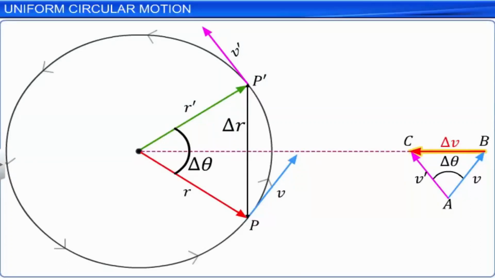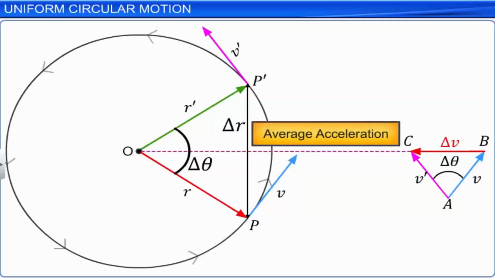v and r, as well as v' and r' are perpendicular to each other, as v and v' are tangential to the circle, and r and r' are the radii of the circle. Therefore, delta v is perpendicular to delta r. If we place delta v along the line which bisects the angle between r and r', the arrow of delta v points towards the center of the circle O. The average acceleration acts along delta v. Therefore, average acceleration a bar is directed towards the center of the circle.